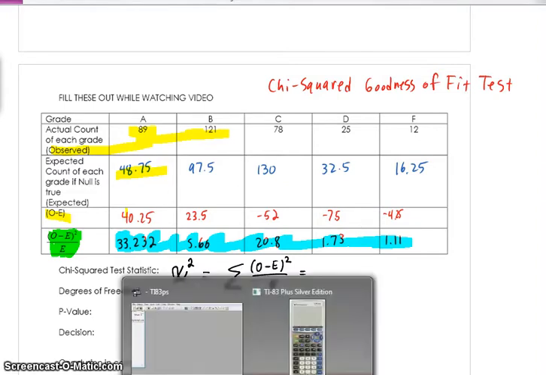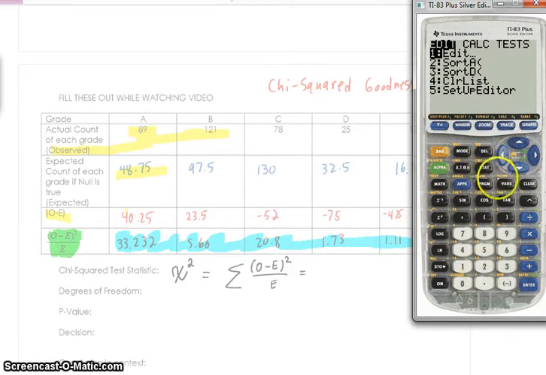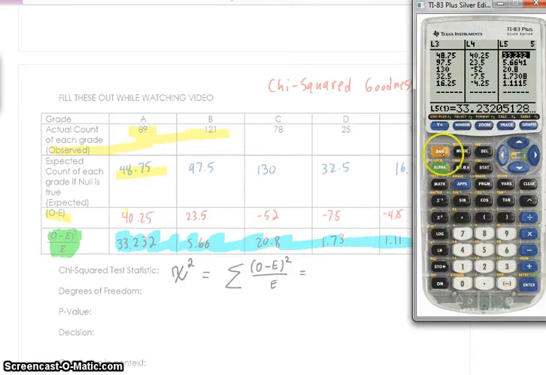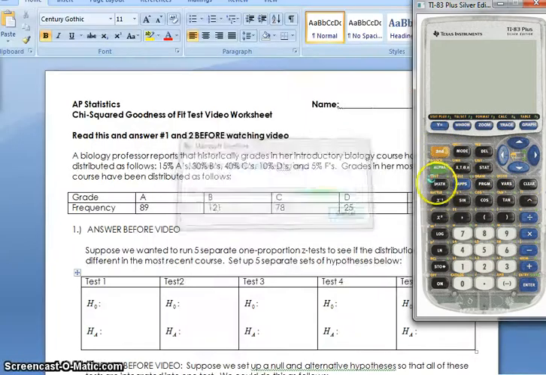So let's go ahead and try to do that. Basically, I have these values in list 5, so I want to sum up list 5. Here we go. Uh-oh.